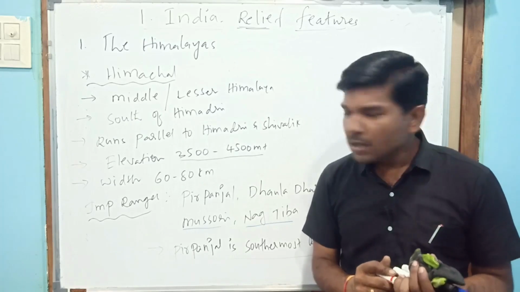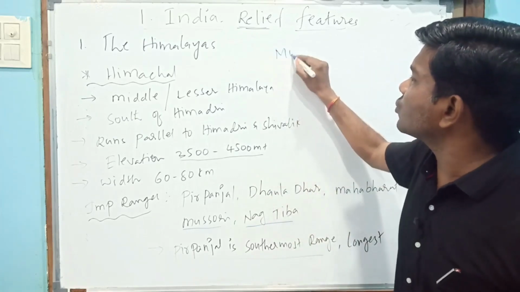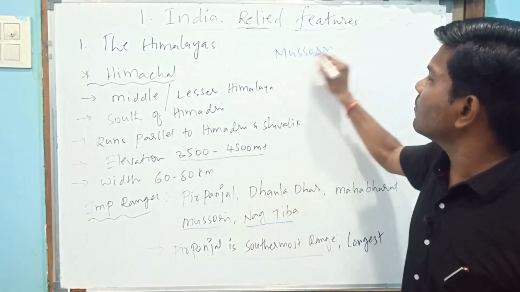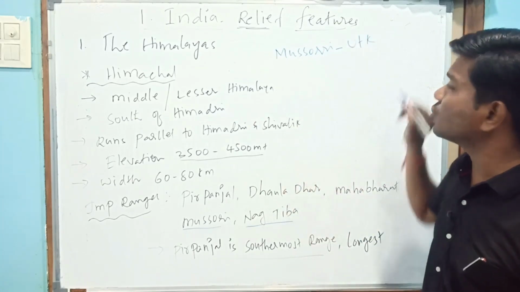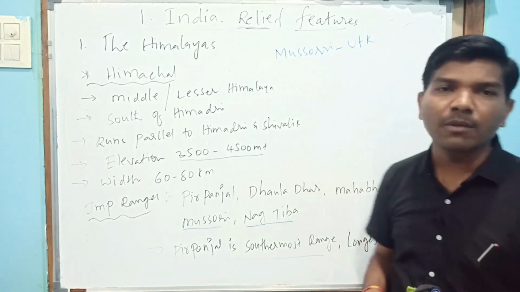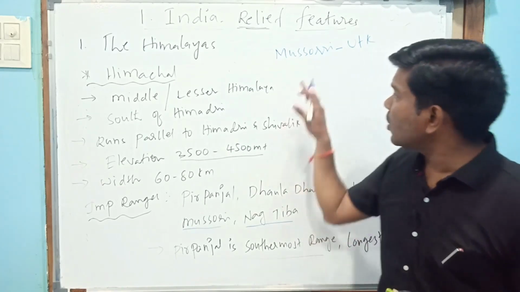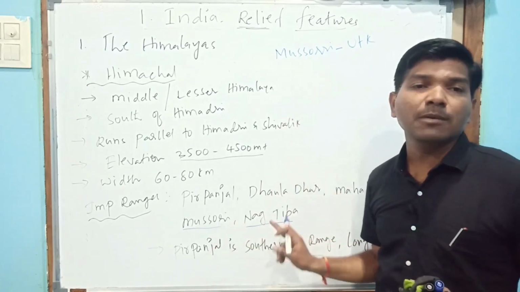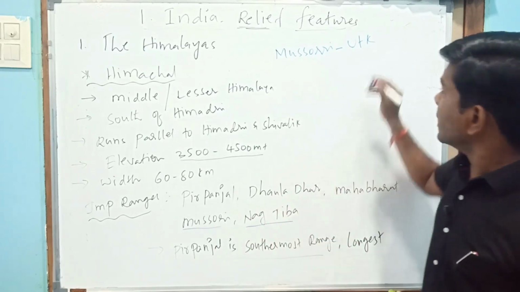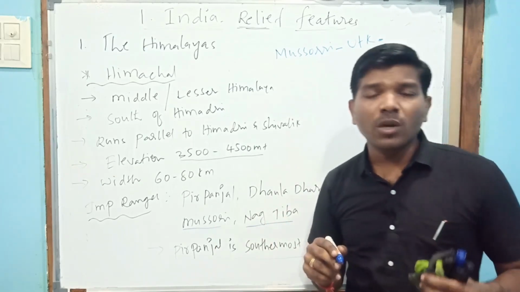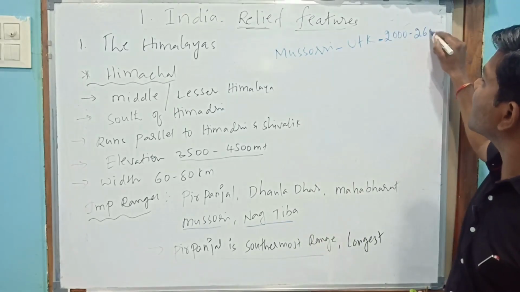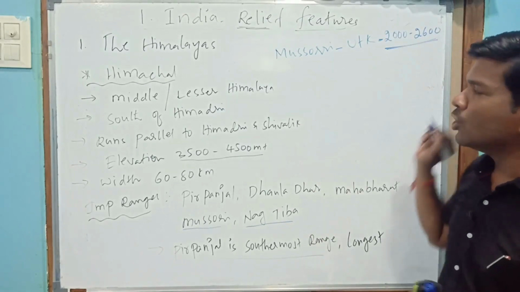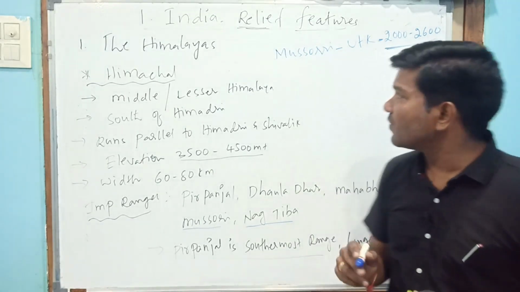Let's see about Mussoorie. Where is Mussoorie? They may ask you, and the answer is that Mussoorie is located in Uttarakhand. Mussoorie is also one of the important ranges, and Nagathiba is also an important range. The average elevation of the Mussoorie range is 2,000 to 2,600 meters.